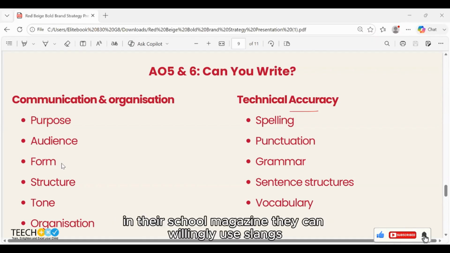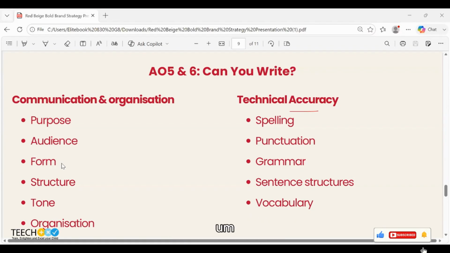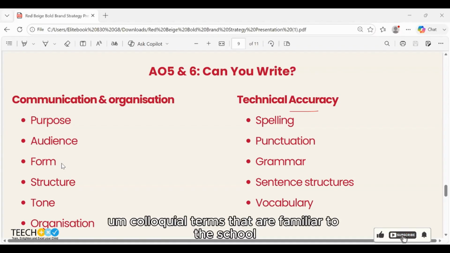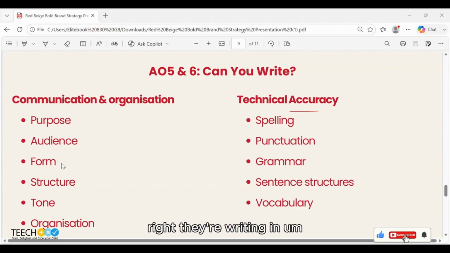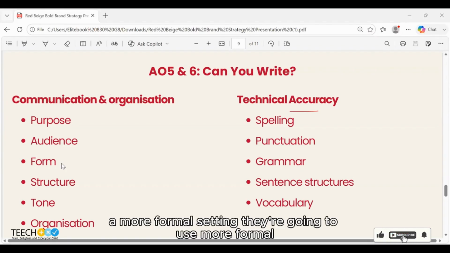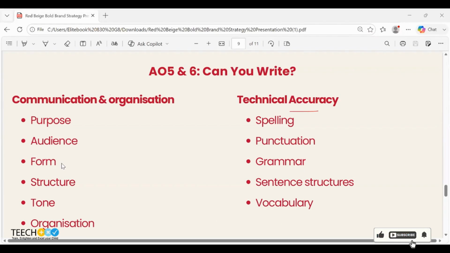They can willy-nilly use slang or colloquial terms that are familiar to the school, right? They're writing in a more formal setting, so they're going to use a more formal tone. So these are things you should be able to communicate to your learner.